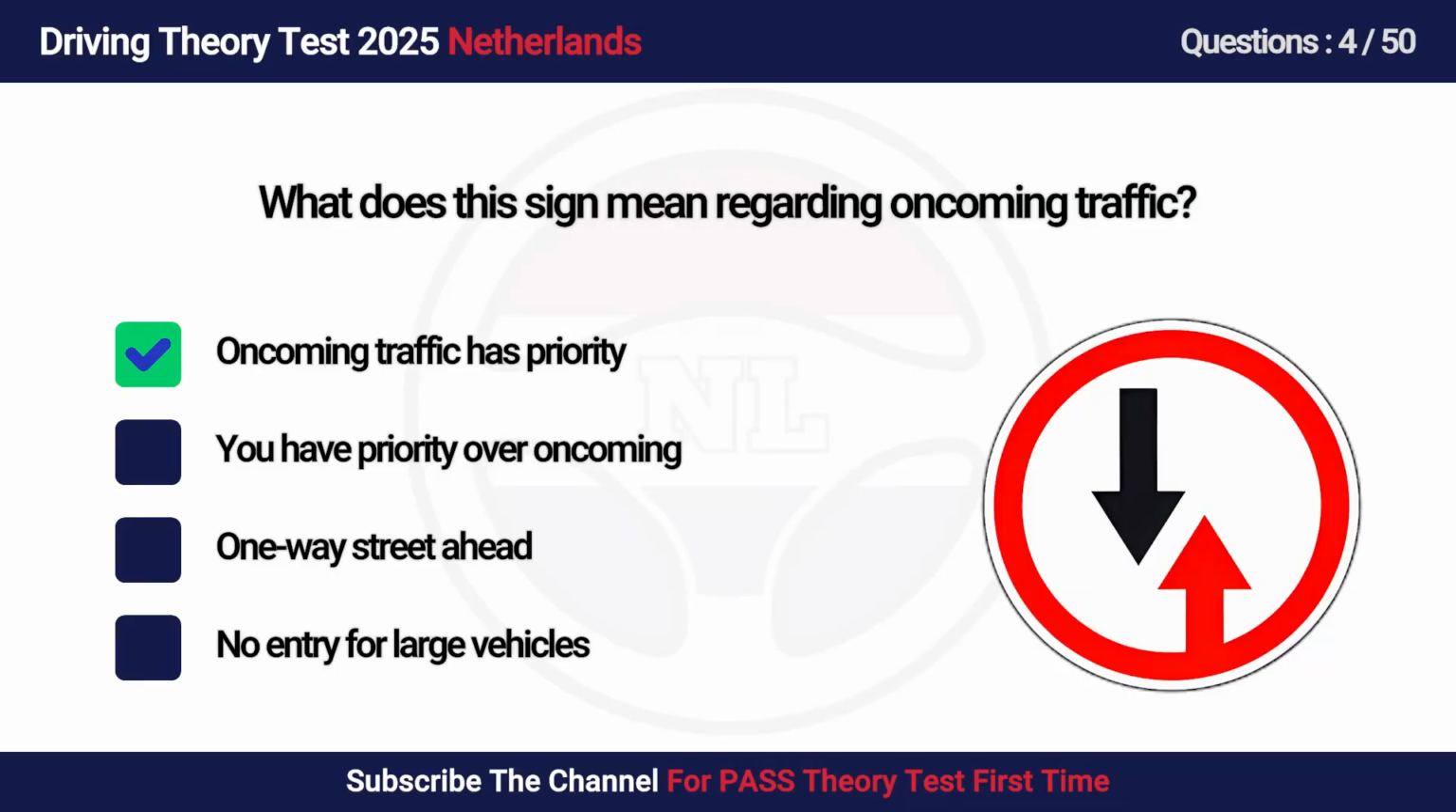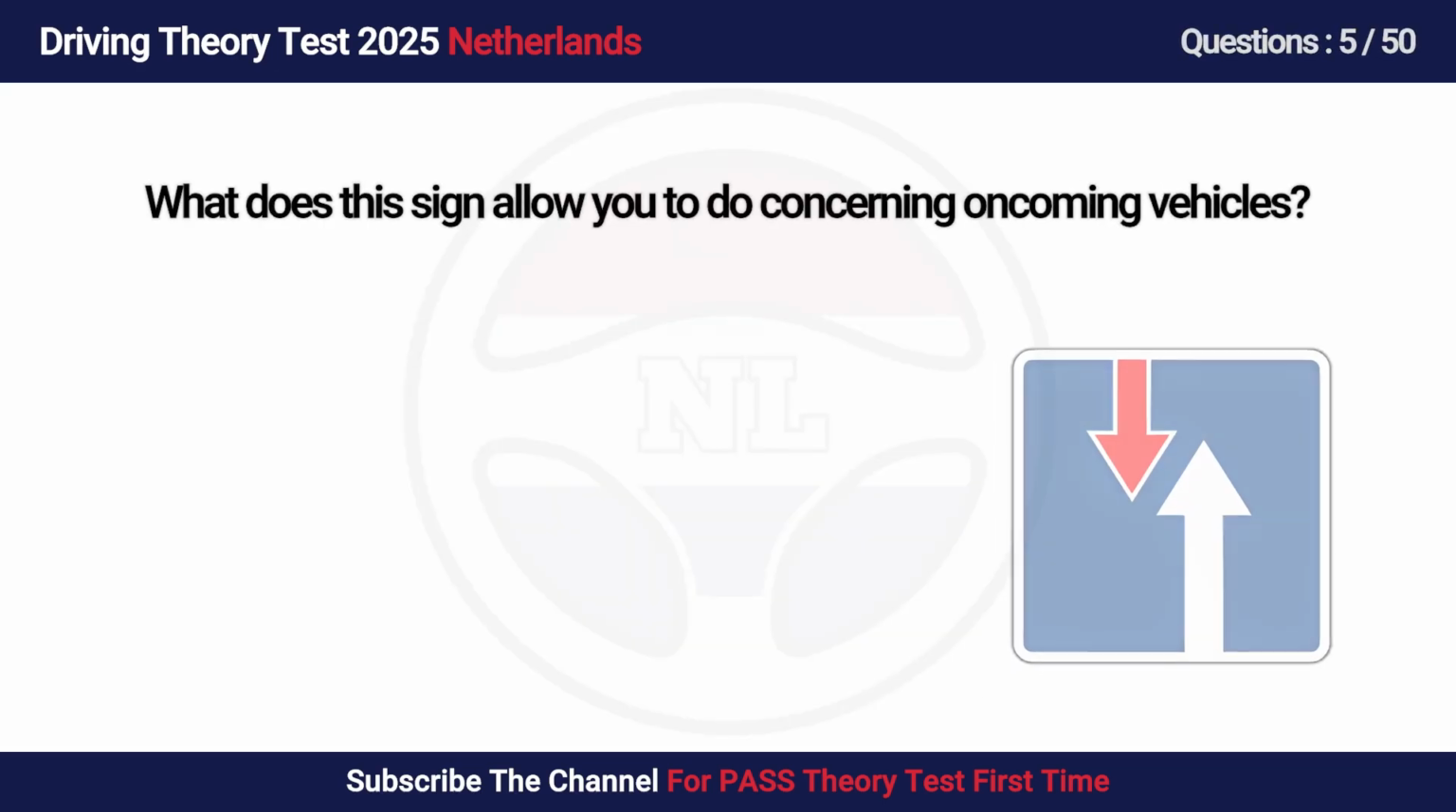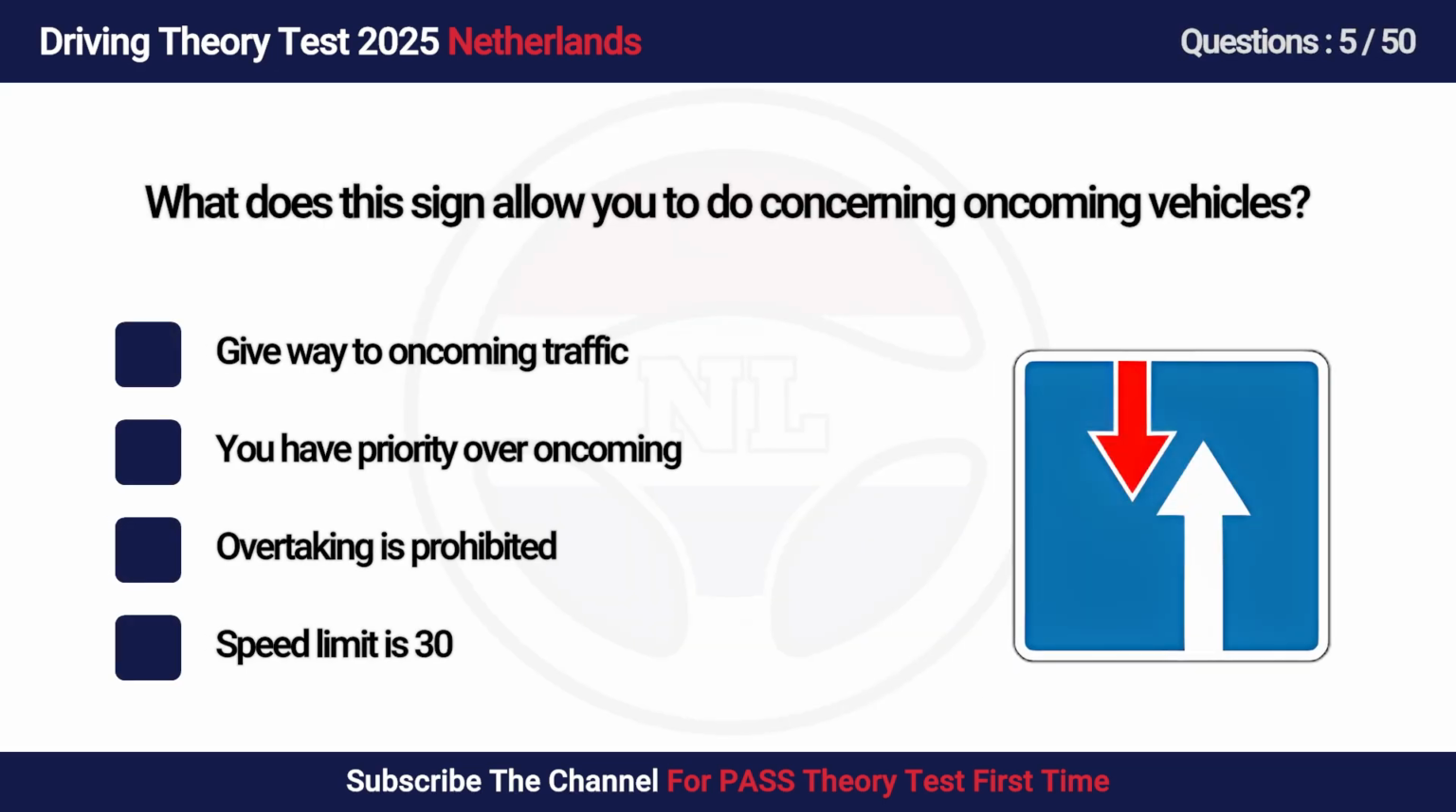Answer is A. Oncoming traffic has priority. This circular sign with red border and black and red arrows indicates that oncoming traffic has priority in a narrow section of road. Question 5. What does this sign allow you to do concerning oncoming vehicles?